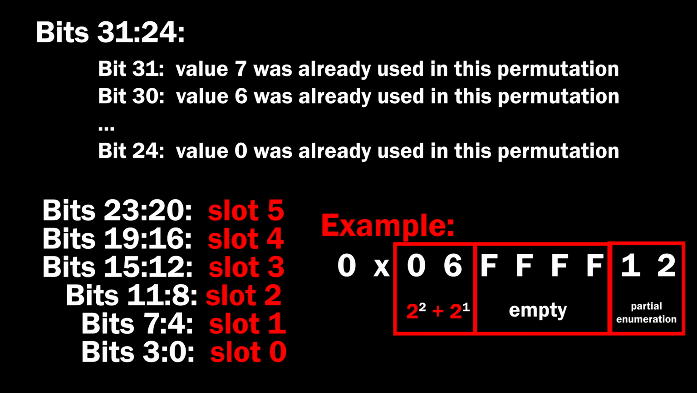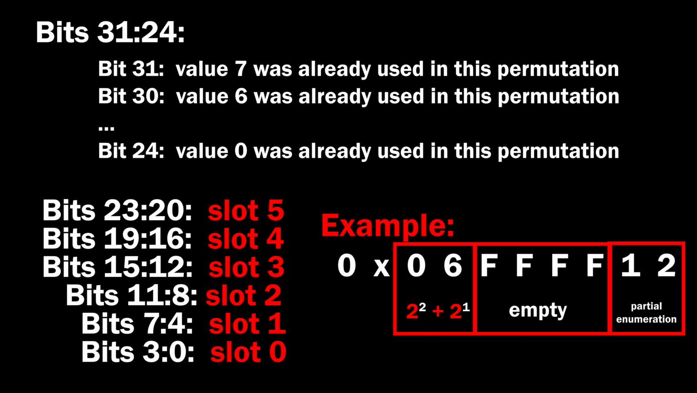Okay, so for example, the hex value 06FFFF12 indicates that the rightmost slots contain the values 2 and 1, reading from the right to the left, and the leftmost byte contains the value 6, which is a binary value 110, which indicates a 1 in bit position 2 and 1, which corresponds to the fact that we've used values 2 and 1 in that partial permutation.